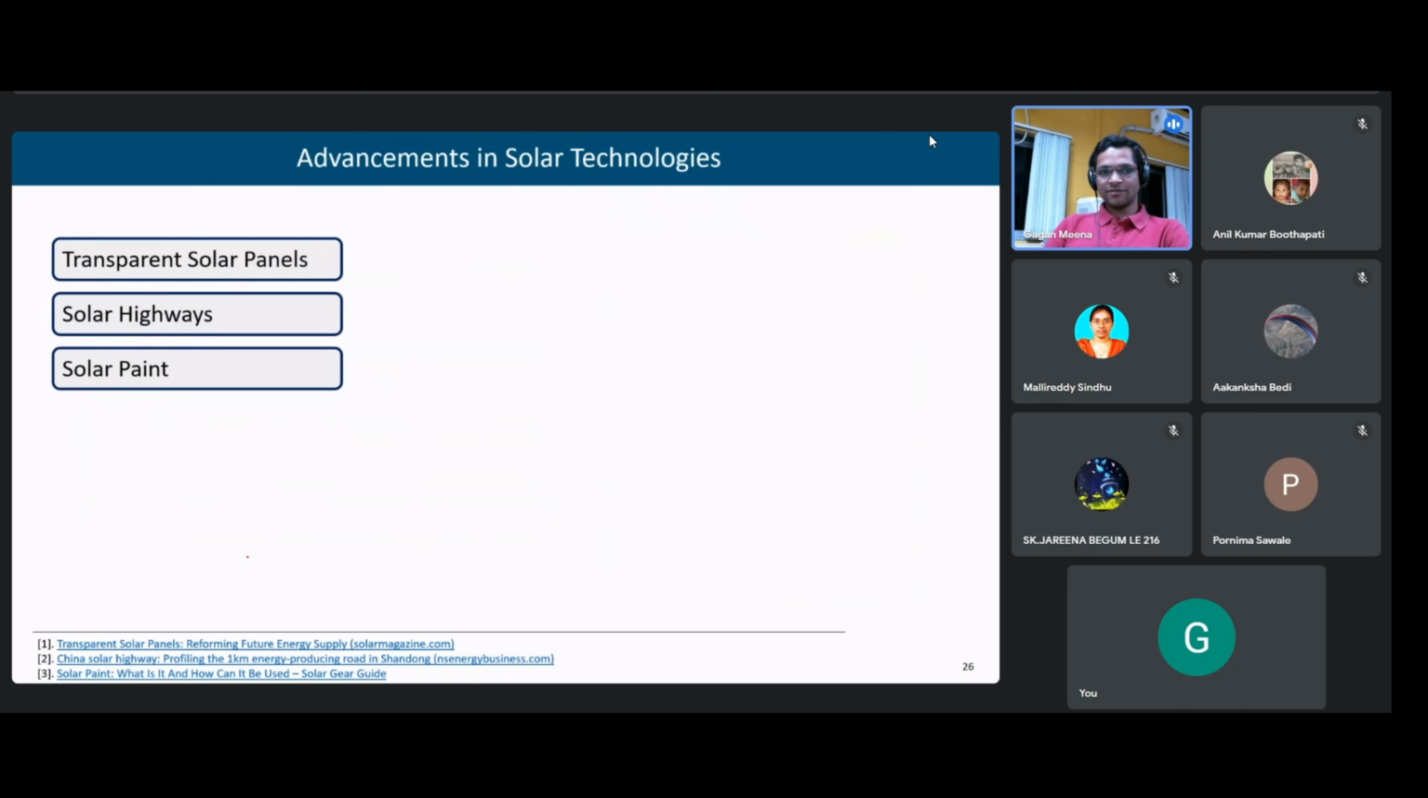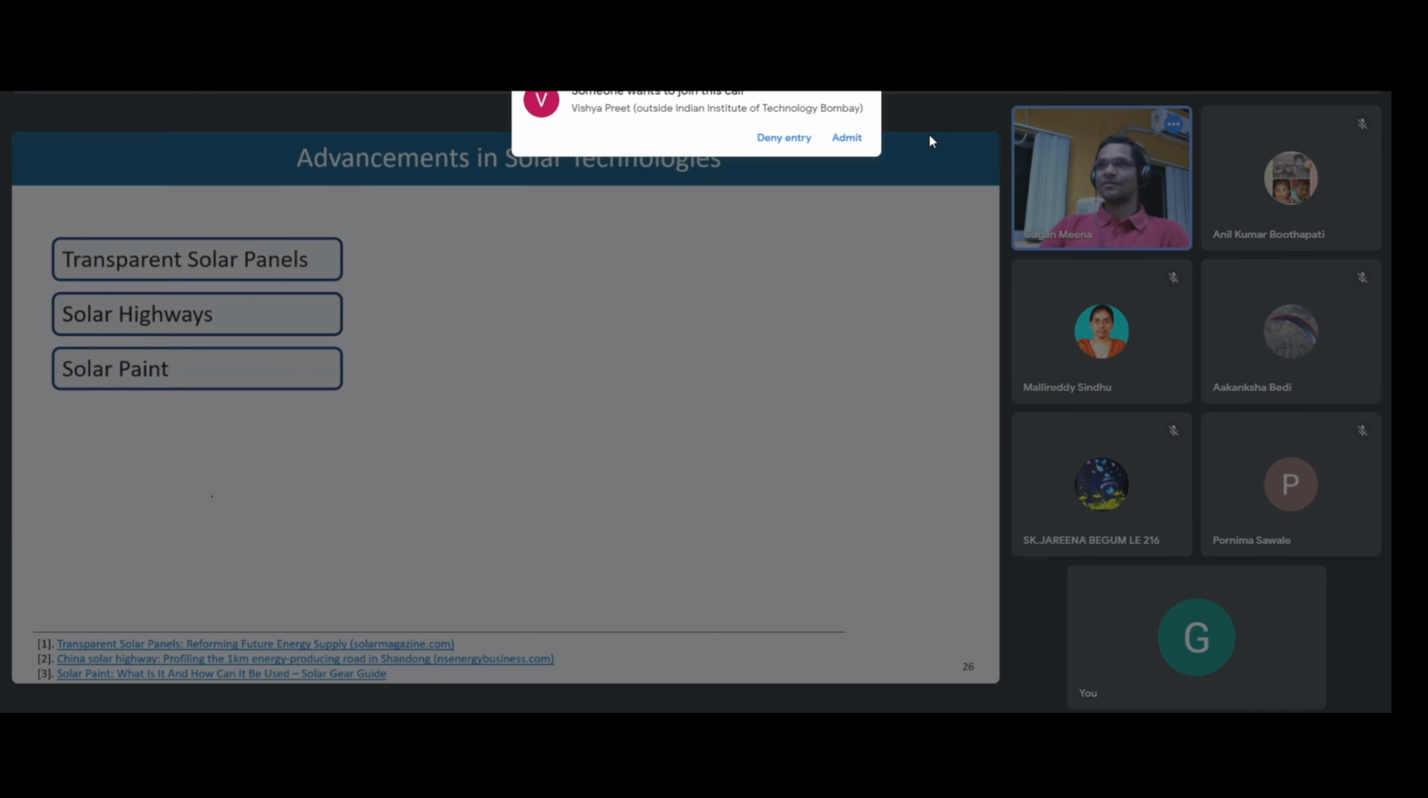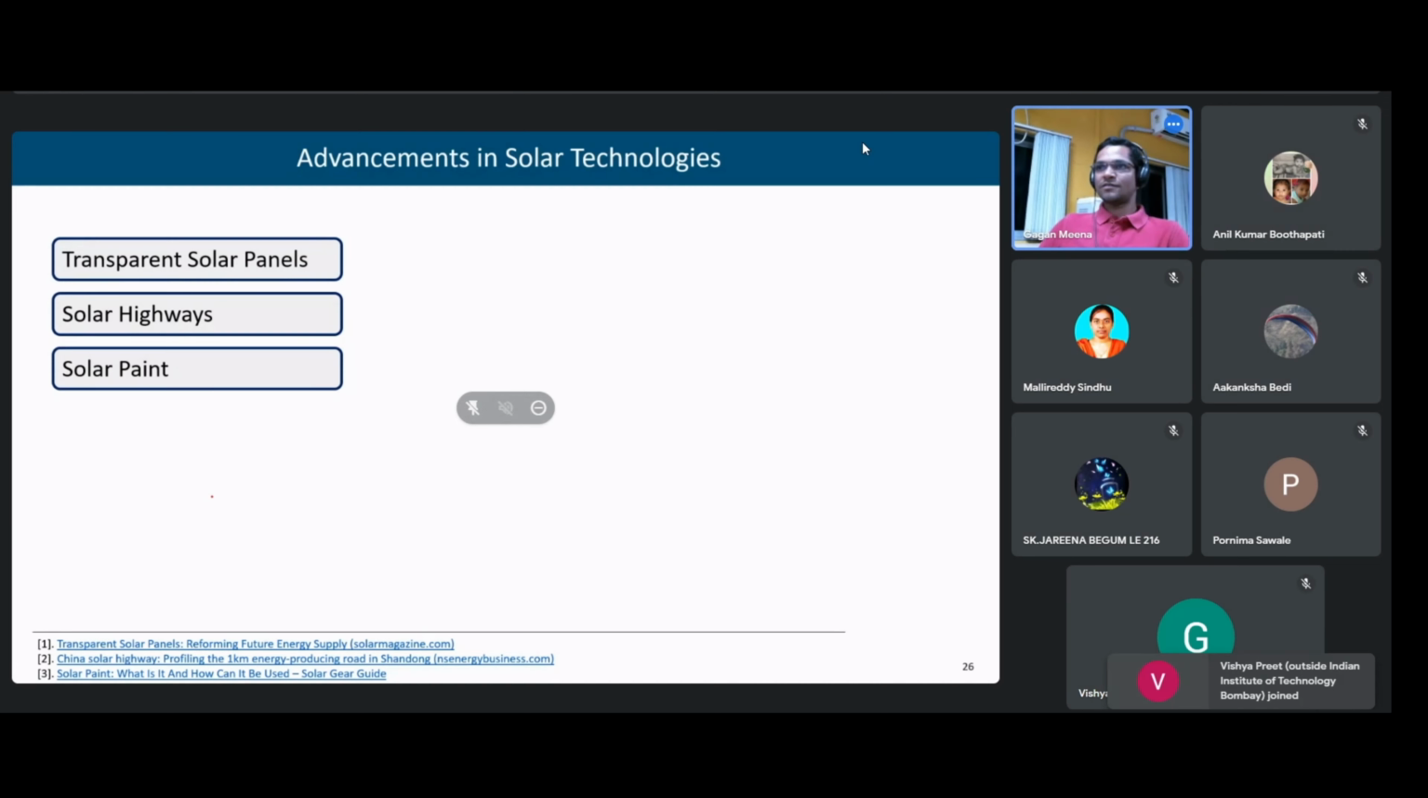There are some other advancements in solar technologies, like transparent solar panels, solar highways, and solar paint. Have you heard of any of these? Transparent solar panels, solar highways, or solar paints. Have you come across these terms?